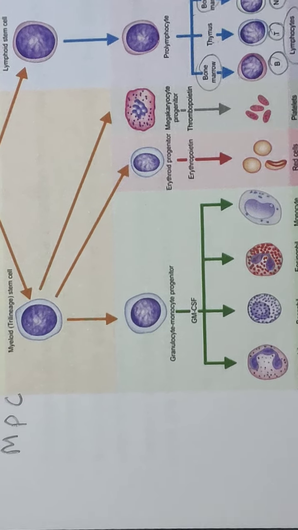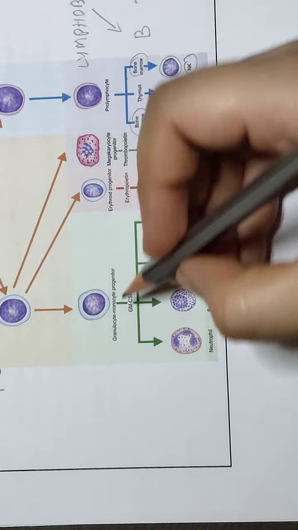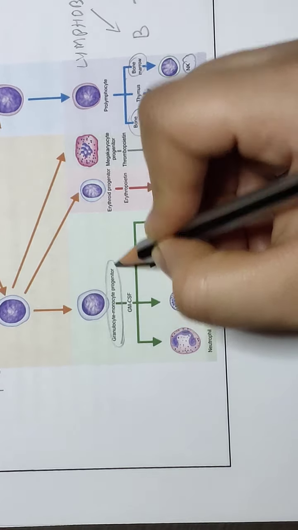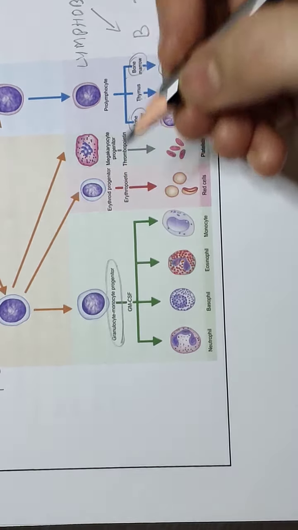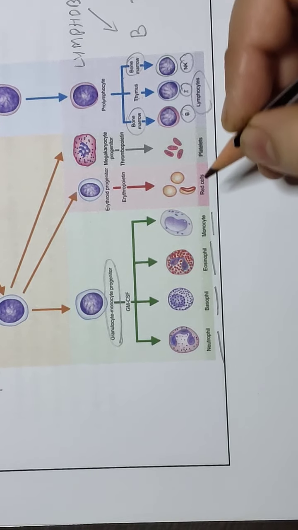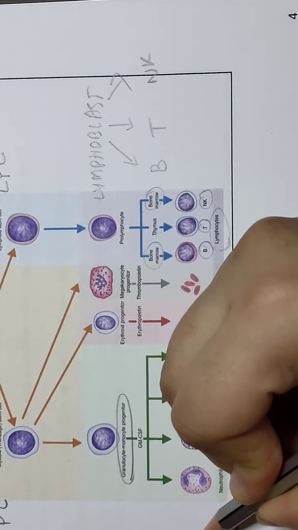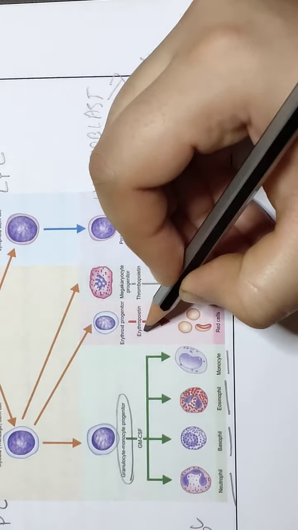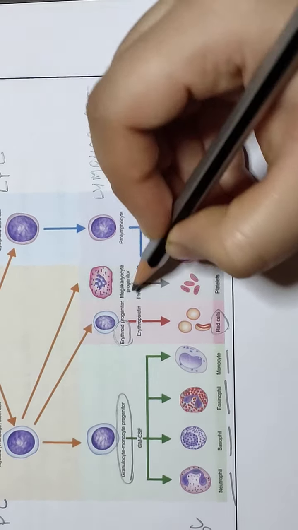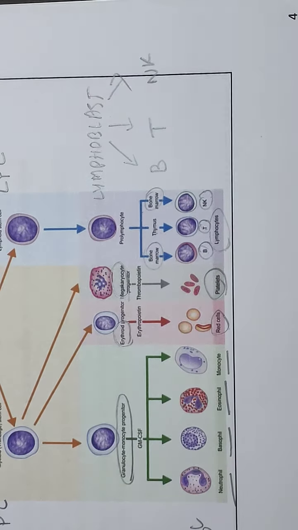Then you see over here the myeloid progenitor cell. Myeloid progenitor cell will lead to formation of a granulocyte monocyte progenitor. This will give rise to neutrophils, basophils, eosinophils and monocytes, and we'll see these are the WBCs. Erythrocytes will form red cells and megakaryocytes will form platelets. So you can see the parallels between these.